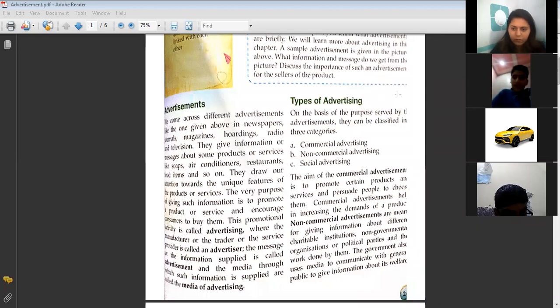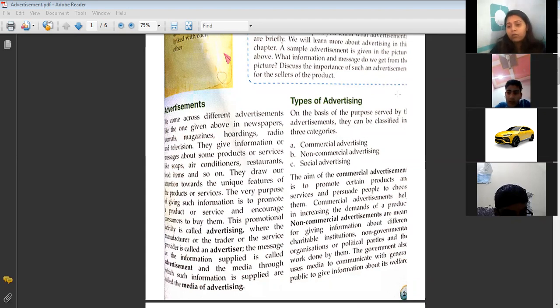The whole paragraph, whatever I was telling you, the book has explained in the first paragraph: we come across various advertisements like the ones in newspapers, magazines, journals, hoardings, and everywhere. Wherever we are traveling, whatever we are watching, we are coming across various advertisements.